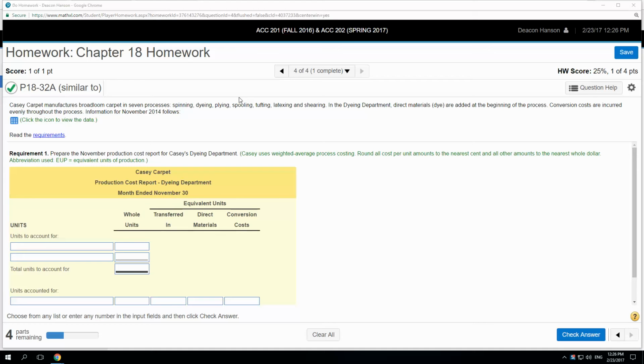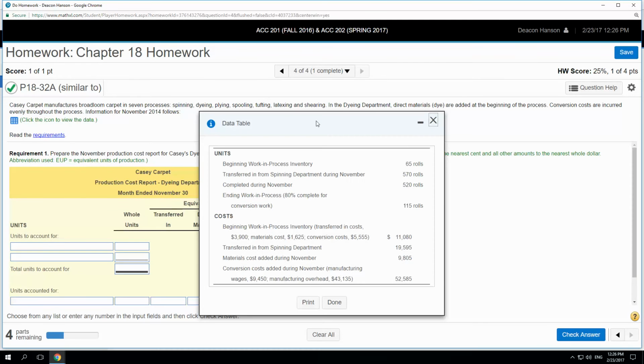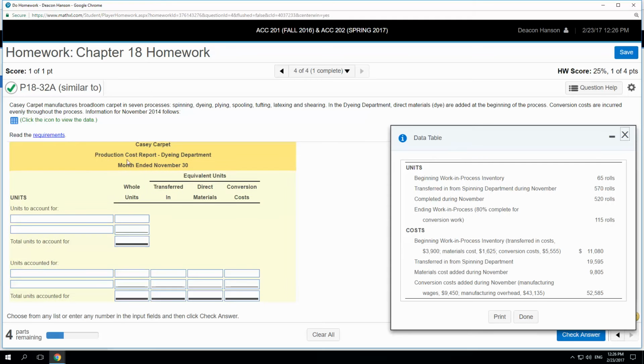Okay. So they want us to do this production cost report, which is standard in process costing, where each department along the line would put this report together at the end of the period. So the first thing we need to do is account for the units. So this is at the head of the production cost report, where we account for units. We're going to start with beginning inventory. So beginning work in process inventory is 65 rolls.